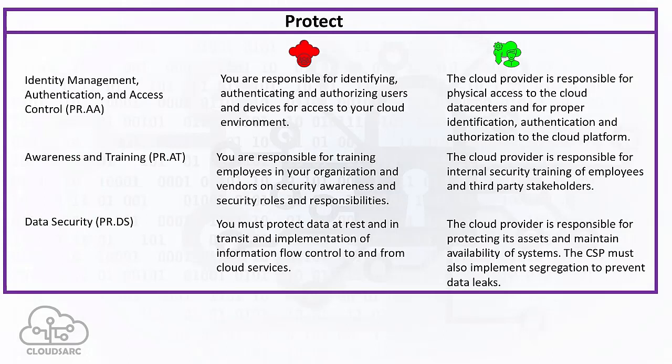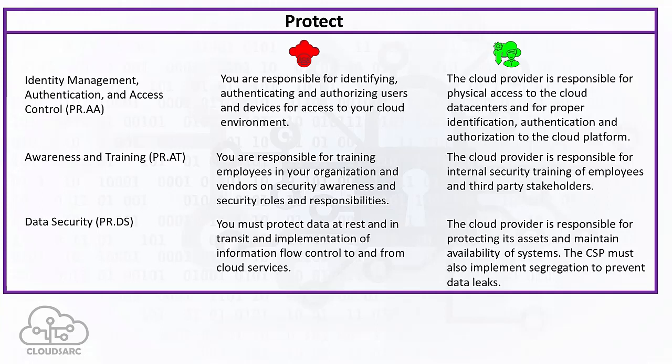The protect function focuses on several separate categories and capabilities of data and information protection. Examples include access control, training and awareness, encryption, and platform security. Once critical assets are identified and risk is measured, protective controls and capabilities can be established. The level of investment in each subcategory depends on the risk.